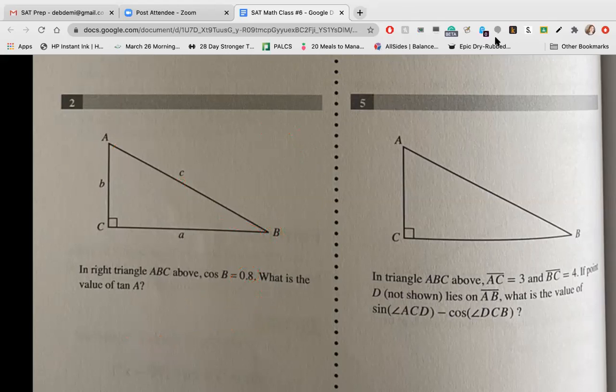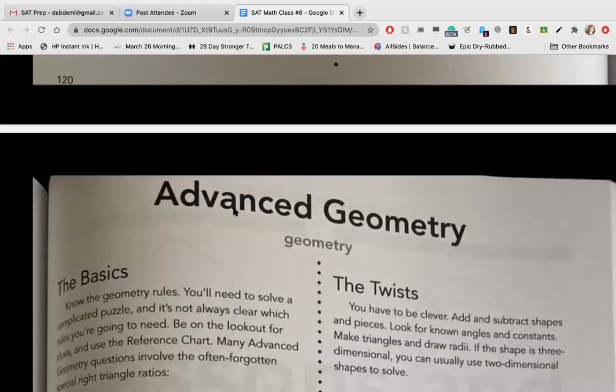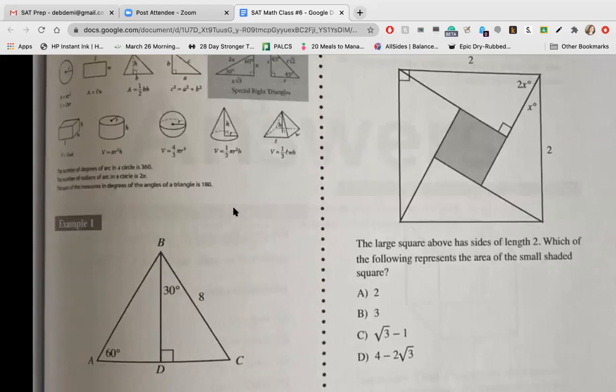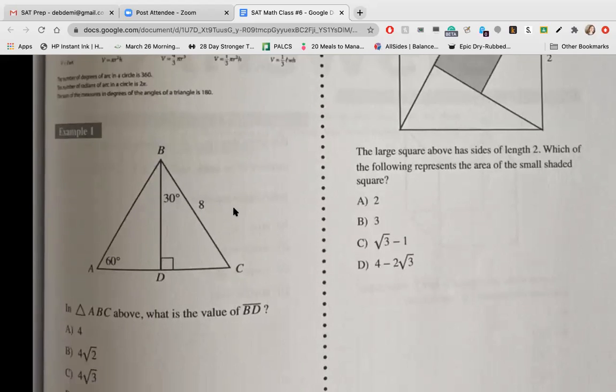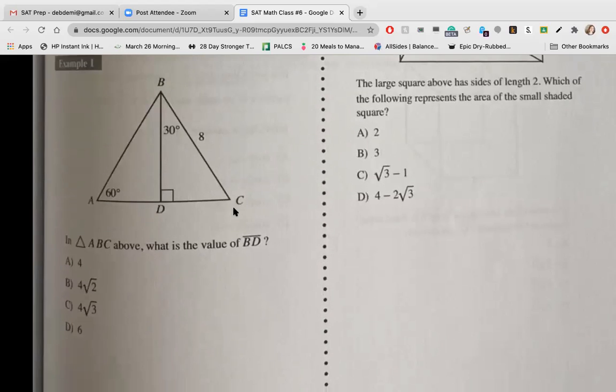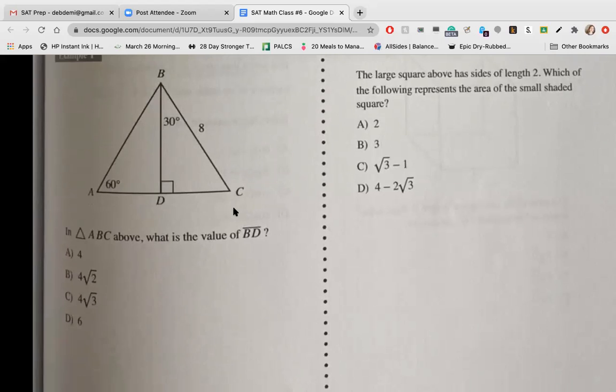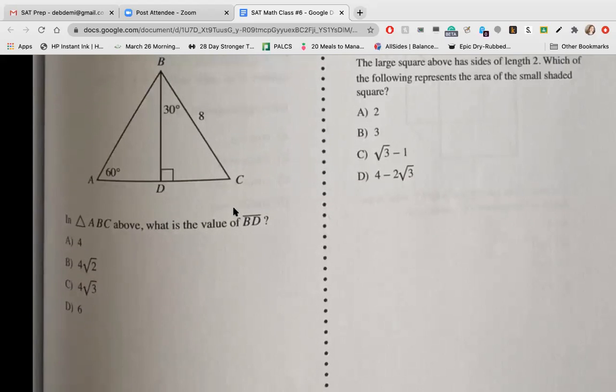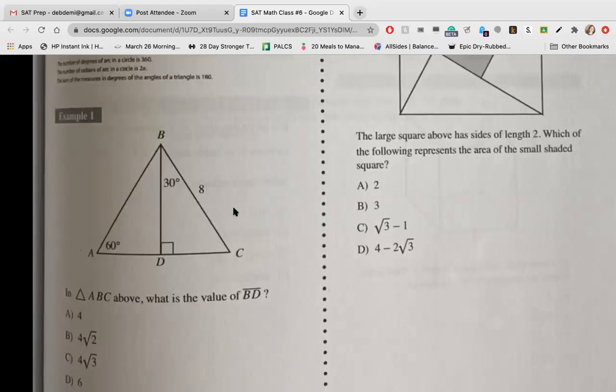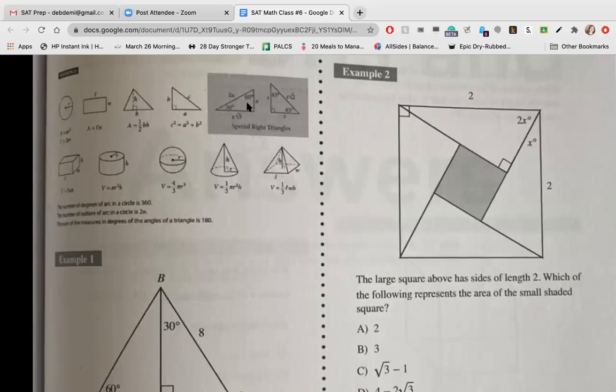So the last part of this whole book is called Advanced Geometry. Just what you wanted, right? Hey, we didn't get any advanced geometry yet. So this one is using these 30, 60, 90 triangles. Now we did this in Algebra 2, we did this in geometry, so there shouldn't be any excuse, guys. But we don't use it very much, so it kind of goes away.